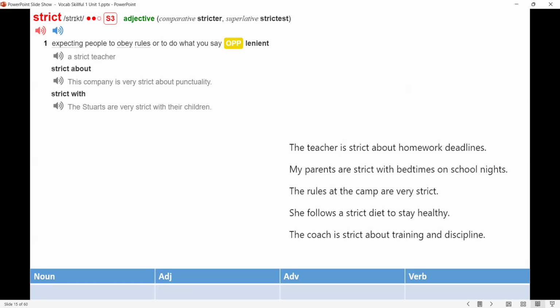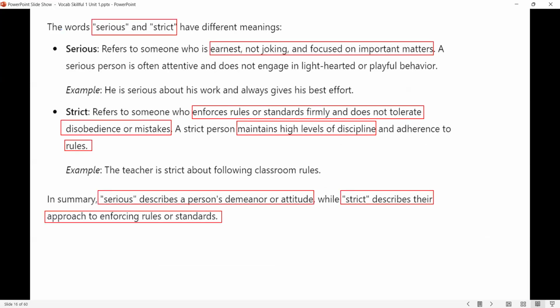Example, the teacher is strict about homework deadlines. My parents are strict with bedtimes on school nights. The rules at the camp are very strict. She follows a strict diet to stay healthy.